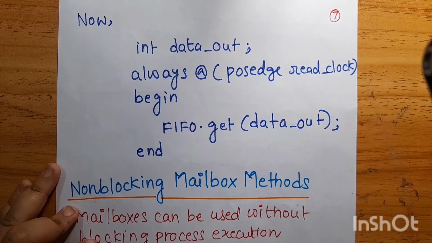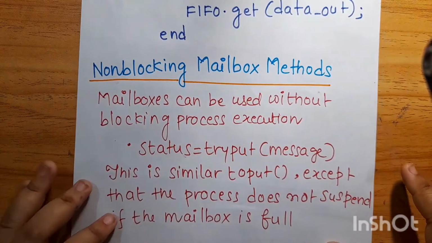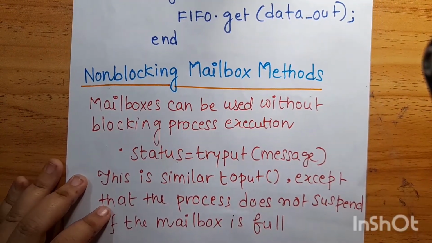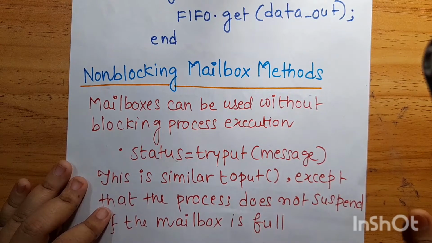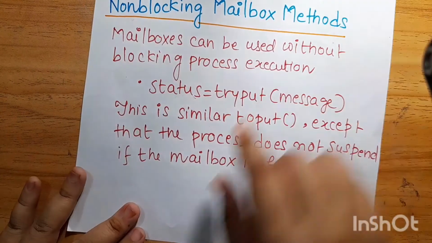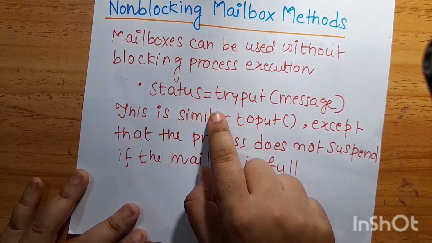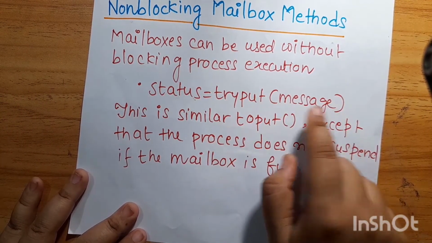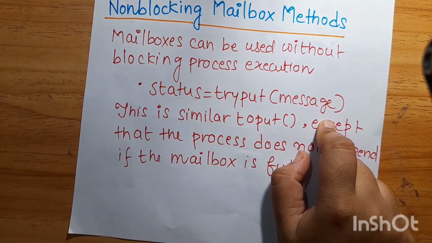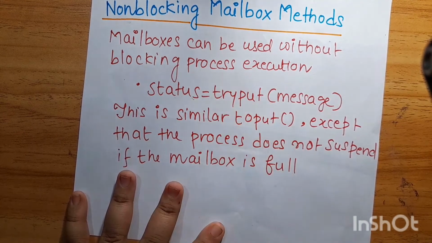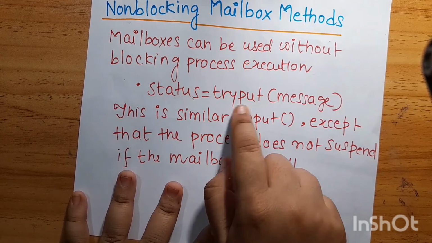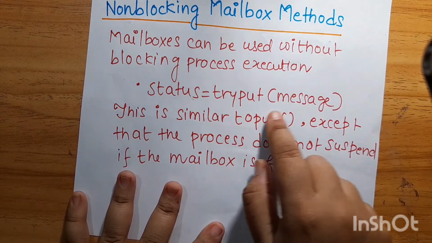Now the non-blocking mailbox methods. Earlier we studied the blocking methods, now the non-blocking ones. A mailbox can be used without blocking the process execution. Here is the first one: status is equal to try_put, with the message inside the brackets. You have to make sure of the particular method of the mailbox. Mostly it is try_put. So try_put(message).